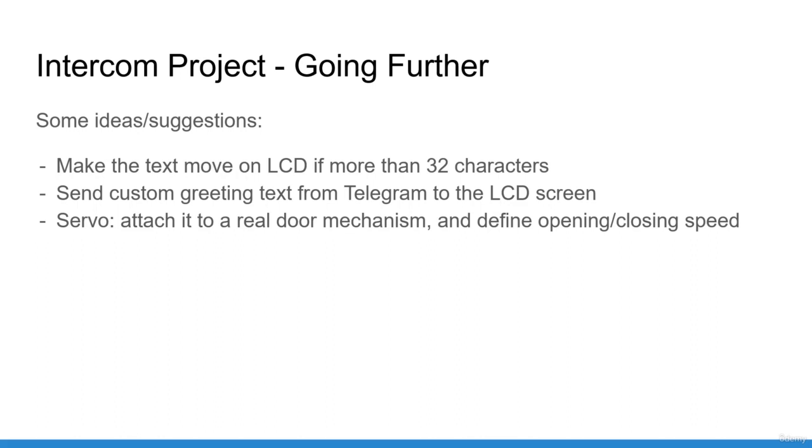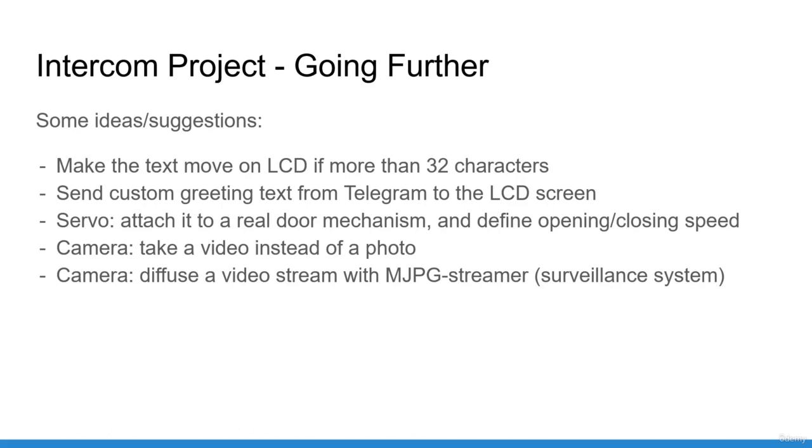But of course, there are millions of possibilities. It really depends on the physical configuration you have for your door or the mechanism. For the camera, you could take a video instead of a photo. Okay, so you send a few seconds video to Telegram. You could also, and that's something different, stream video with the MJPEG streamer. So that's something you can check on the internet. And that's also something you could use for a surveillance system.